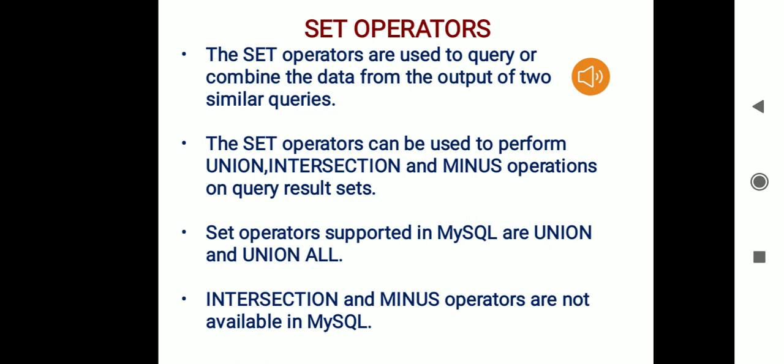The set operators are used to query or combine the data from the output of two similar queries. They are used to perform union, intersection and minus operations on the query result sets. MySQL supports only two types of set operators, that is union and union all. Intersection and minus operators are not available in MySQL.